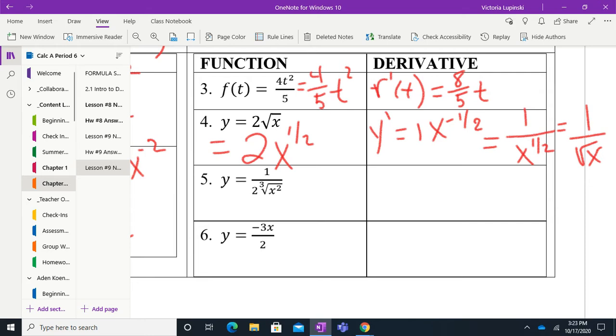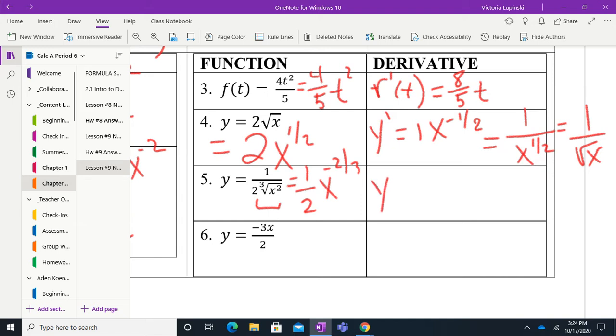Number 5, again, looks like a complicated problem, so the rewrite step is extremely important. So you're going to first go ahead and rewrite this as 1/2. Then you're going to take the cube root of x squared. The cube root of x squared can be written as x to the 2/3. And then the only way to move it up to the numerator would be to write it as x to the negative 2/3.